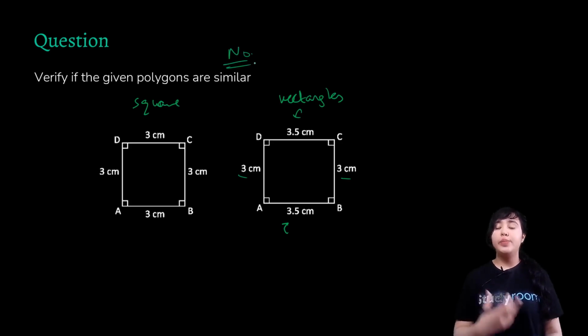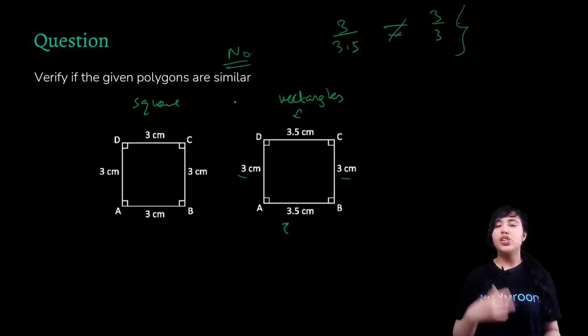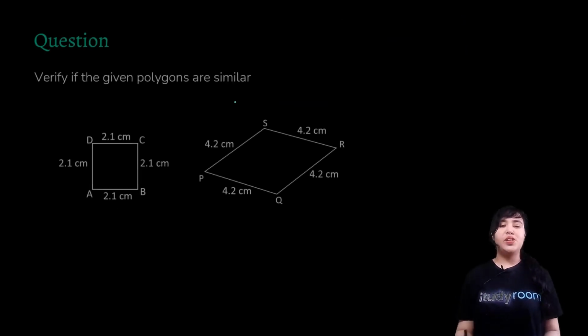However, if you're not able to make out that they have the same shape, you can go ahead and find out the ratios of corresponding sides. The angles, you've seen, are both equal to 90 degrees. If you find the ratios of the sides, you'll get some ratios as 3 upon 3.5 and some as 3 by 3. So the ratios won't be equal, which means they are not similar. This is the easier way: just look at the shape and you can say they're not similar. It's up to you totally.